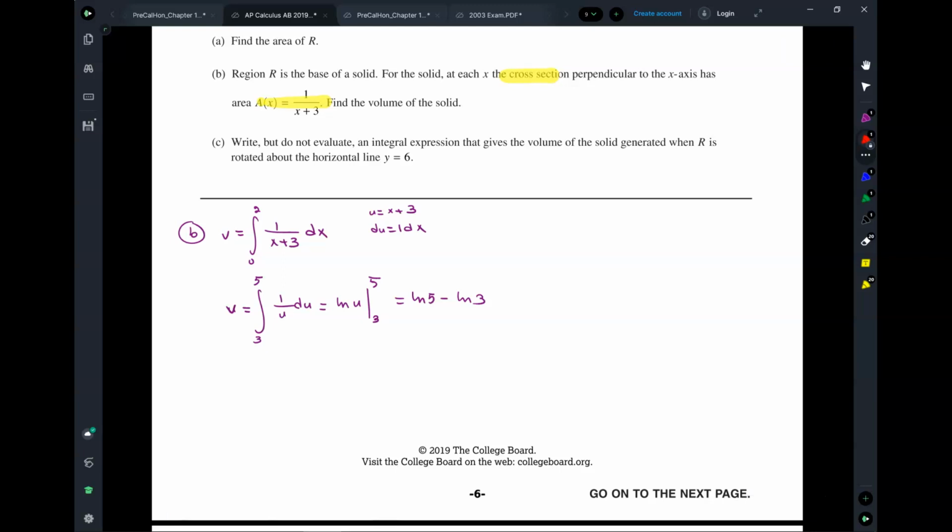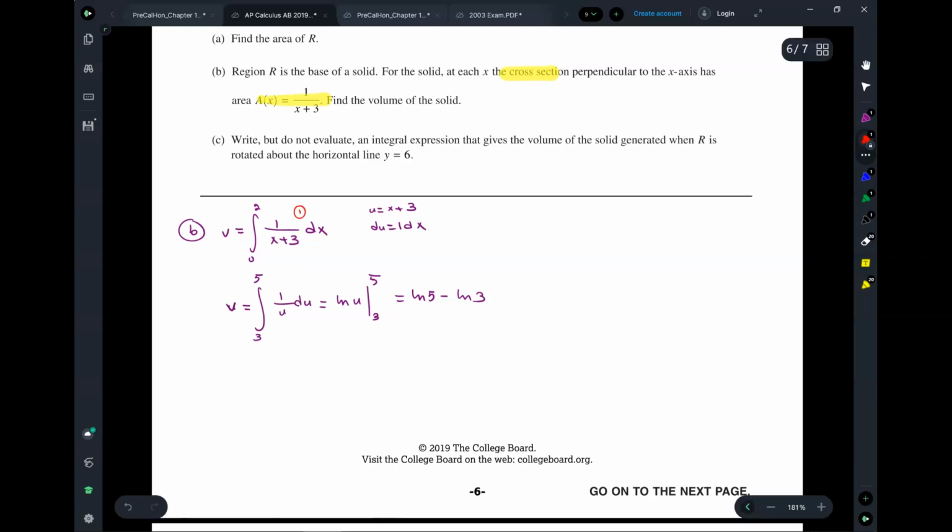This is a 2-point question, one for showing the correct integral, one for this. Now, do you have to do u substitution here? No. Some of you might just be able to do it without u substitution. Totally fine. Does it matter? Do you get a different answer? No. Just get your points however you want to get your points.